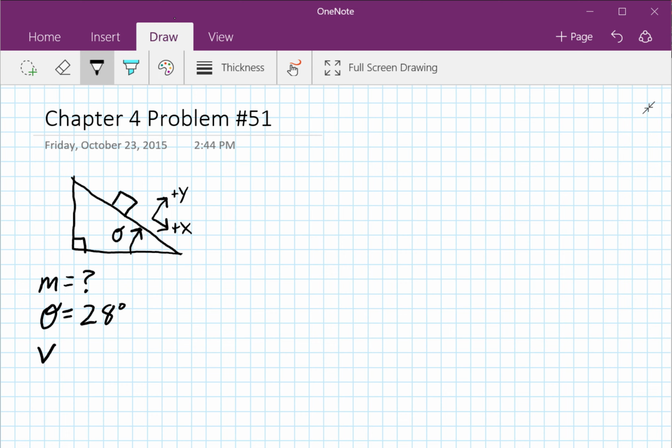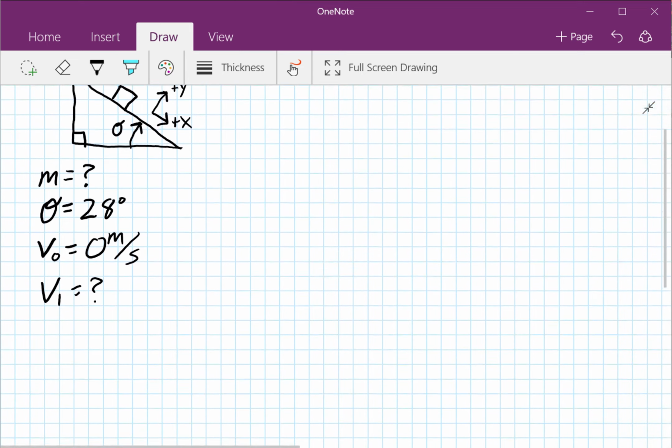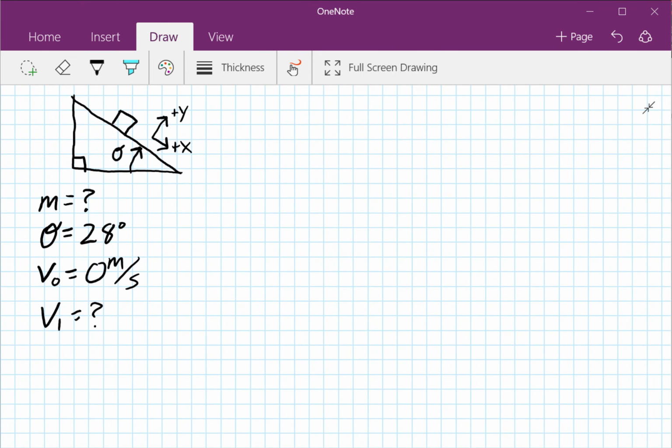Actually, the initial velocity will be 0 meters per second. But we don't know the final velocity, so we can write that as a question mark. We also don't know the final velocity if we're dealing with friction, so I'm going to call that V1F. Again, V1F is final velocity with friction. We don't know the value, but we do know it equals 1/2 of the final velocity without friction.